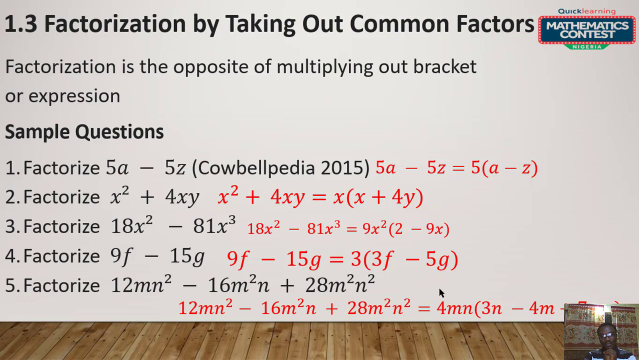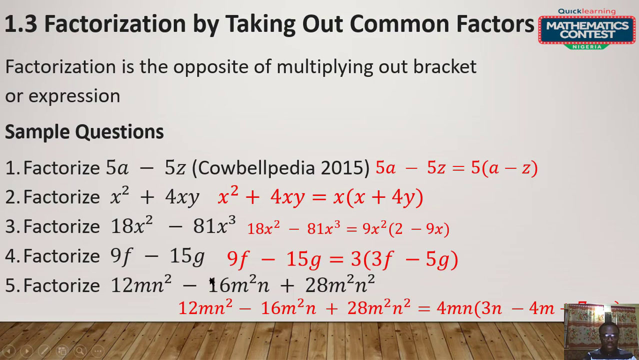Was this your answer? 4mn into the bracket 3n minus 4m plus 7mn. If that is your answer, then thumbs up for you. Now let's actually see it together. We have 12, 16, and 24. We'll look for the highest common factor of these numbers, and the highest common factor is 4.